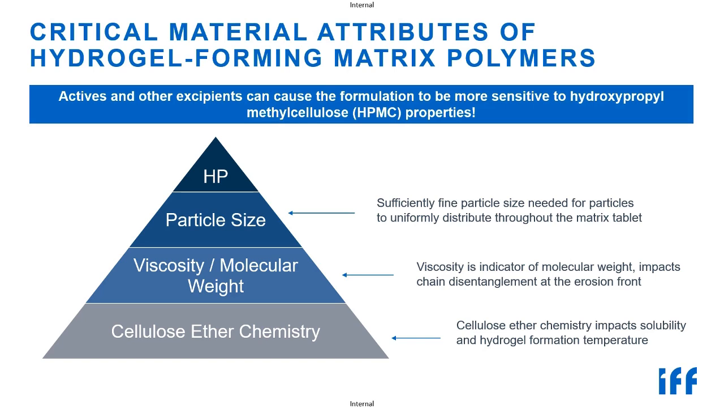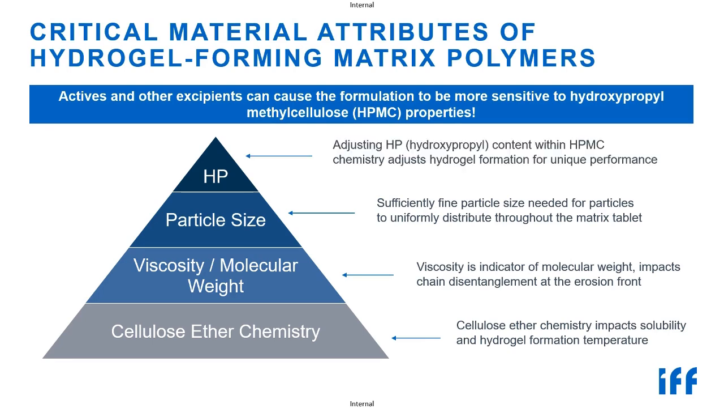If we want to refine our formulation further, we can also consider particle size. We want to have sufficient fine particles in our matrix tablets so that the API is well distributed, and we also want to have a robust matrix system so that it lasts for its intended period. Last but not least, we can also look at hydroxypropyl content within HPMC chemistry. It helps to adjust the hydrogel formation for a very unique performance, and it could be critical for some APIs.